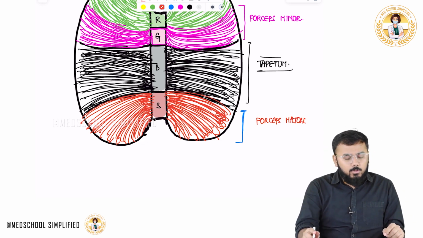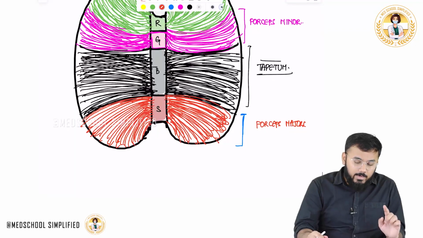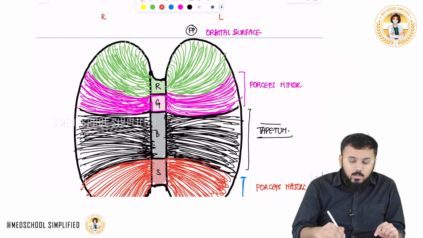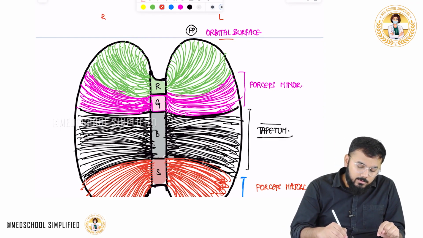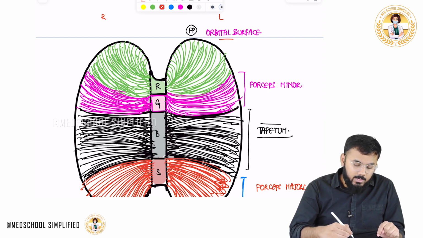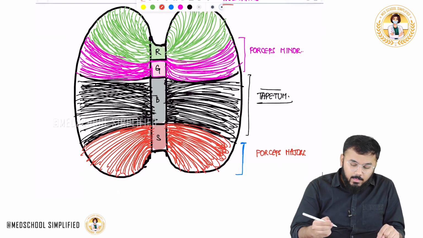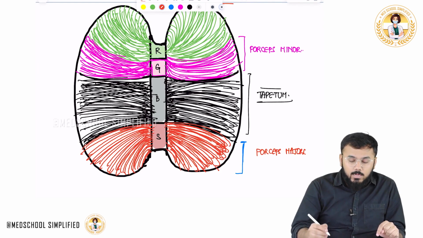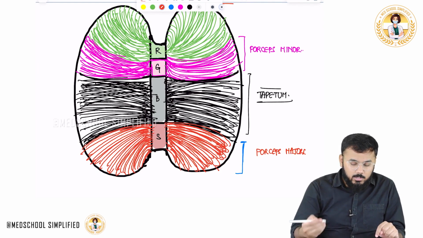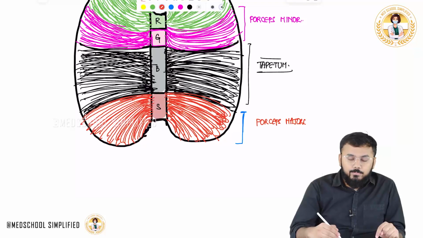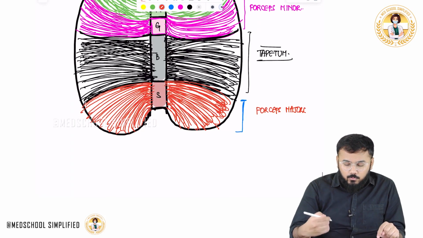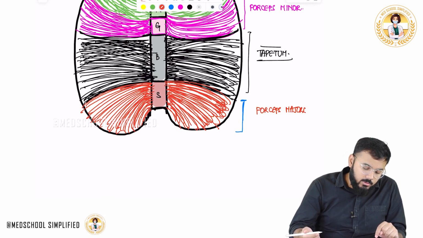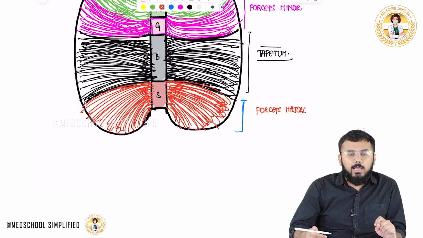So a very important thing you need to understand here is that from the orbital surface, what commissural fibers are coming? From the orbital surface you see these commissural fibers coming here and they form what? Rostrum. Next, what is forceps minor? Commissural fibers which form the genu are called forceps minor. What is tapetum? Commissural fibers which form the body are called tapetum. And what is forceps major? Commissural fibers which form the splenium are called forceps major.